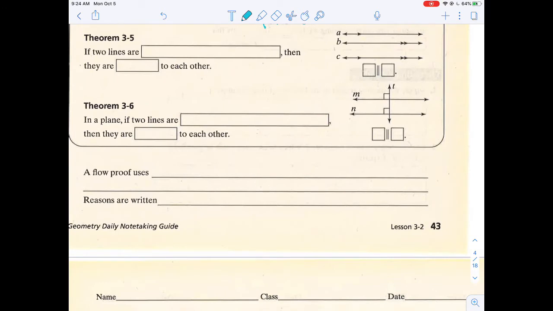And theorem 3.5 says if two lines are parallel to the same line, then they are parallel to each other. So like right here, if I know that line A is parallel to line C, and I know that line B is parallel to line C, then I know that A is also parallel to B.